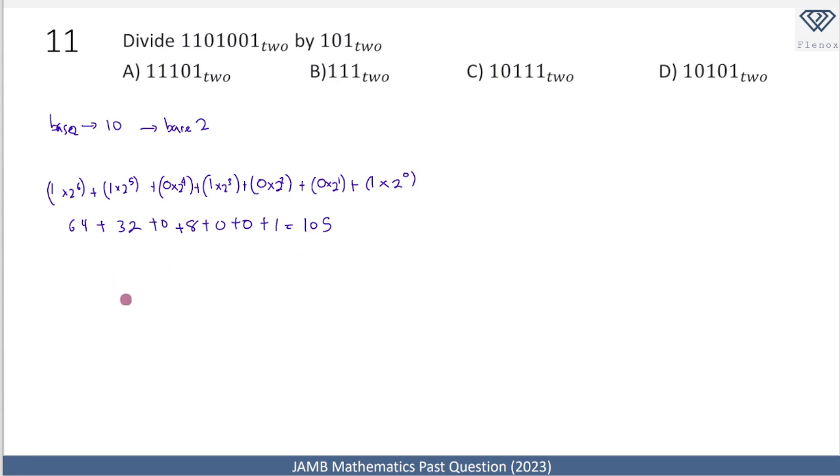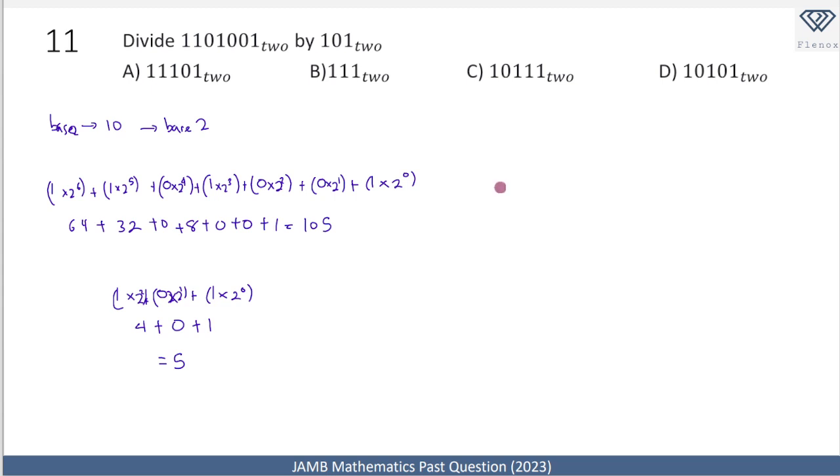Now for the second number, we have 1, 0, 1. So what do we do? Similarly, multiply by 2 to the power of 0, 2 to the power of 1, and 2 to the power of 2, and add it up. So 2 to the power of 2 is 4, times 1 is 4. 0 times anything is 0, and 2 to the power of 0 is 1, and 1 times 1 is 1. So I have 4 plus 1, and that equals 5.